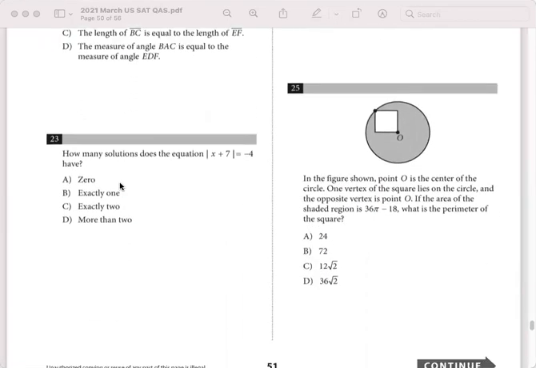Okay, 25. In the figure shown, point O is the center of the circle. One vertex of the square lies on the circle and the opposite vertex is point O. If the area of the shaded region is 36 pi minus 18, what is the perimeter of the square? Okay, so let's first join this, right? Let's call this point A. So we know that OA is the radius, right? So if OA is the radius, then the area of the circle would be pi r squared, right?